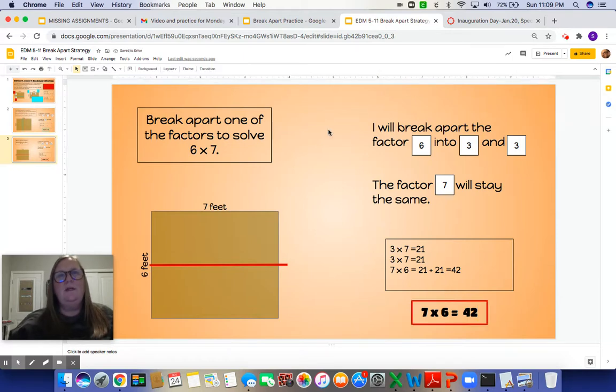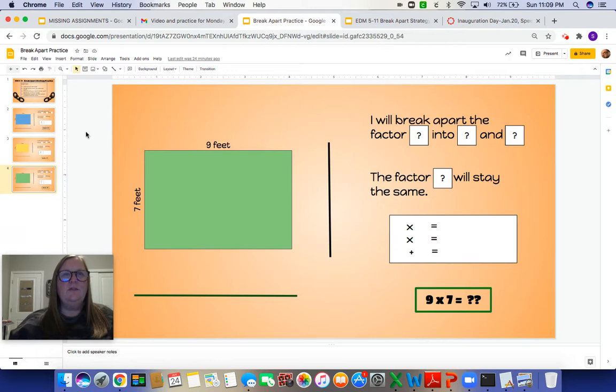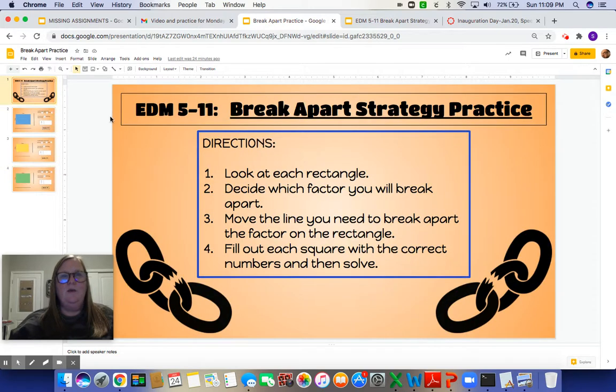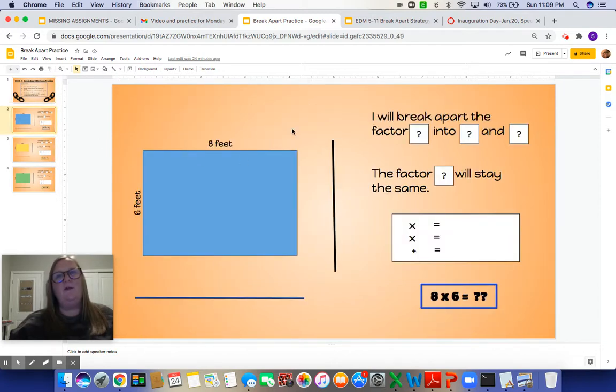So now you're going to get to do some of that same practice. I've created some slides for you that you will do. You will have a direction slide that tells you to look at each rectangle. You're going to decide which factor you will break apart. You're going to move the line you need to break apart that factor, and then fill out each square with the correct numbers and solve. So let's look at the first one, and I'll kind of walk you through it.